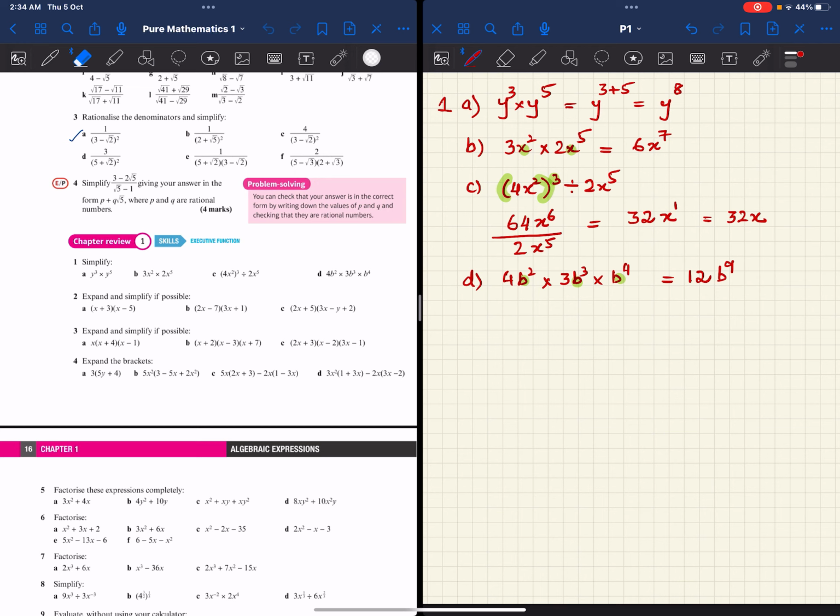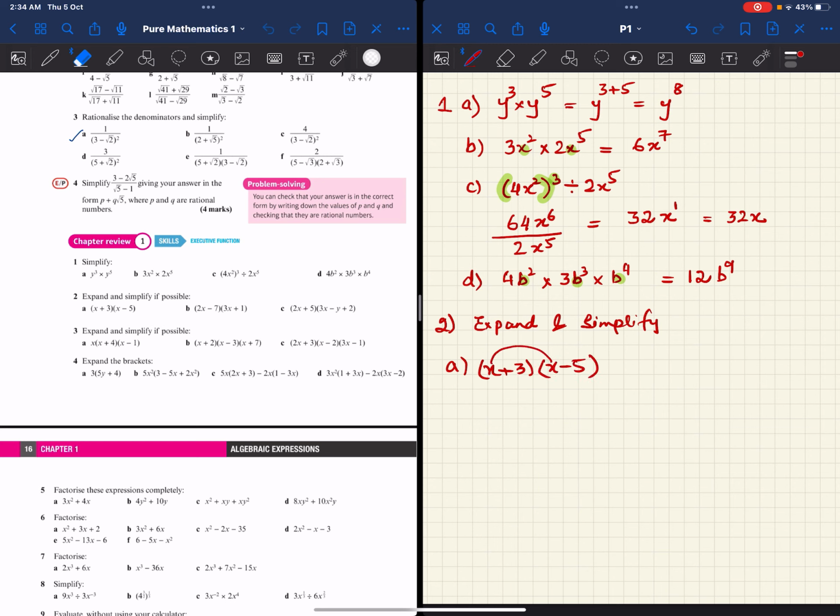That was question number 1. Question number 2 is expand and simplify. So we need to expand and then simplify as well, which means we need to add up the like terms. So expand and simplify. Question A, we have x plus 3 multiplied by x minus 5.